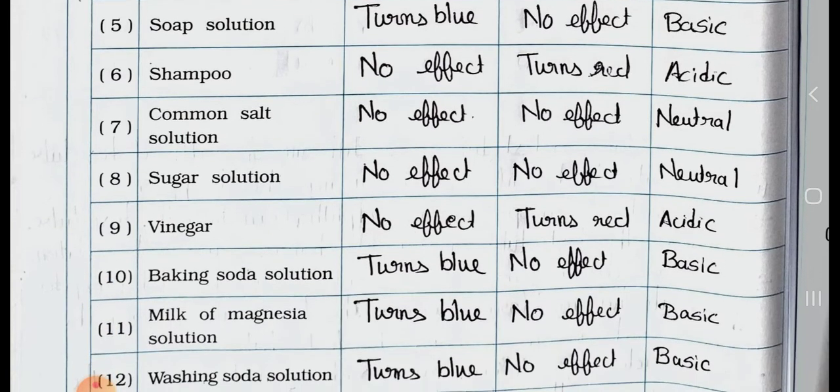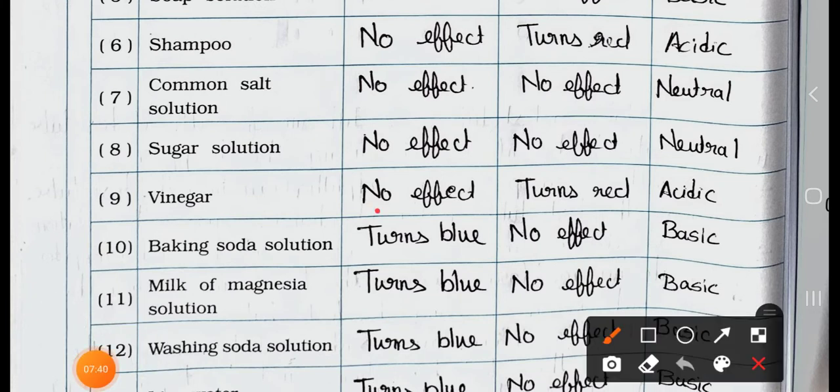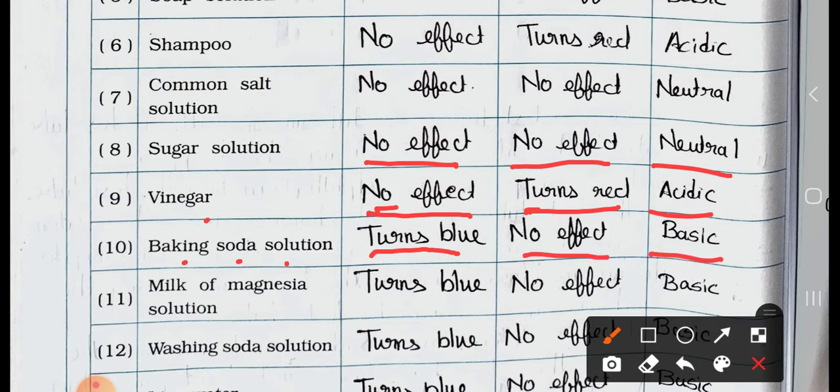Now sugar solution: again no effect on red litmus paper, no effect on blue litmus paper, so it's neutral. Vinegar: no effect on red litmus paper and blue litmus paper turns red, so it's acidic. Baking soda solution: red litmus paper turns blue and no effect on blue litmus paper, so it's basic.